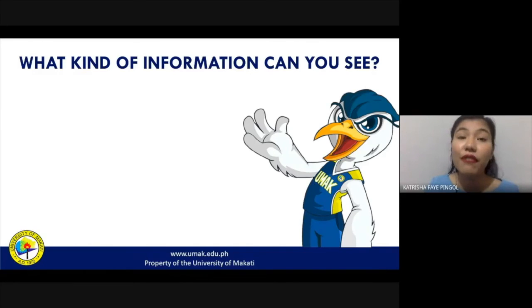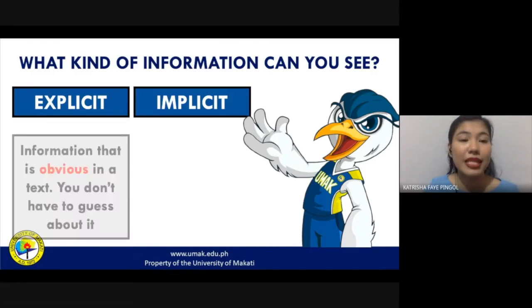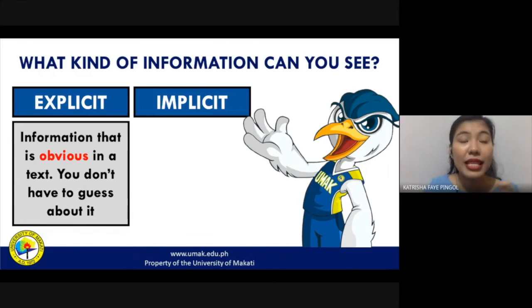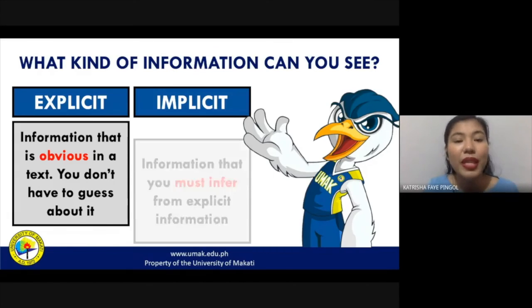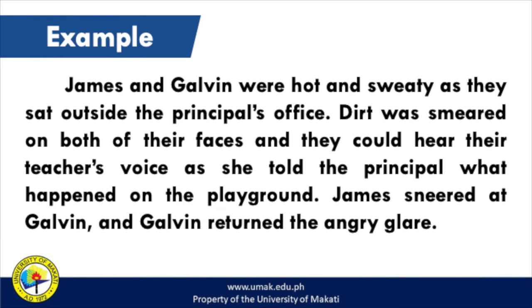Now there are two types of information that we can see in a text. It could be explicit and it could be implicit. When we say explicit, basically the information is obvious, meaning you can always see it. You don't have to guess about it. When it's implicit, the information, the idea, the concept is something that you must infer from the explicit information that has been provided. So it's like you are trying to guess what it is about. However, it could still be supported by explicit information. Look at this example and answer the question that follows using explicit and implicit information.